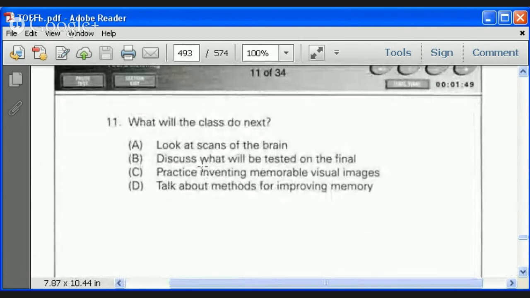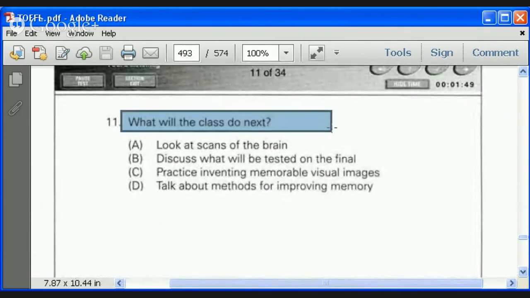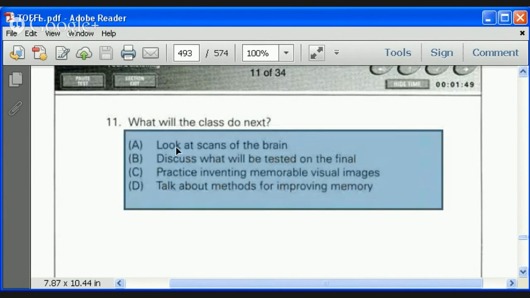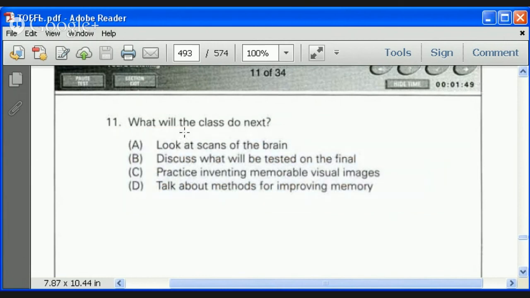Okay, next question. What will the class do next? Well, already I know that they're going to look at some kind of tricks to help them improve their memories, mnemonics and things like that. Okay, so what does it say? I imagine that in my mind before I even look at the answers. Well, I think about what I remember they're going to do.